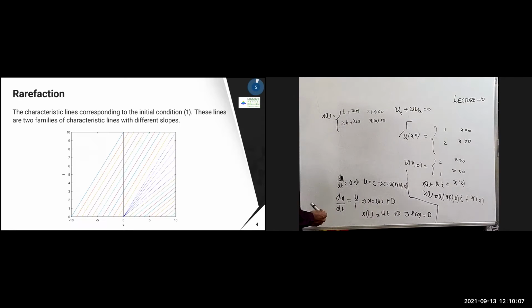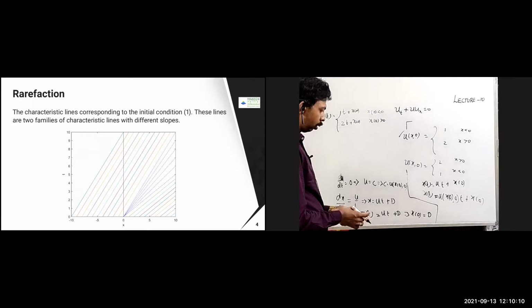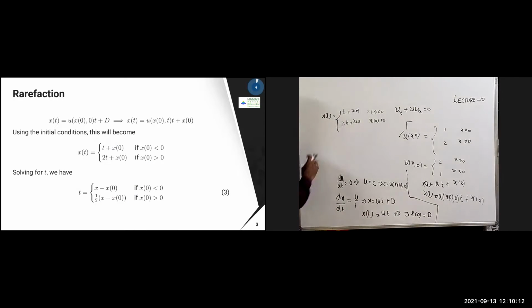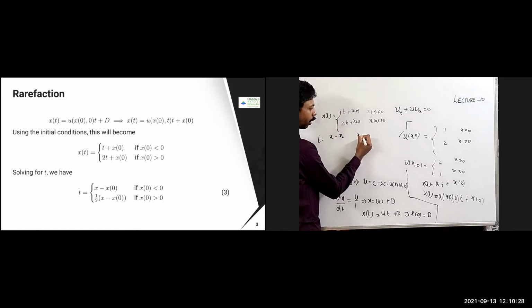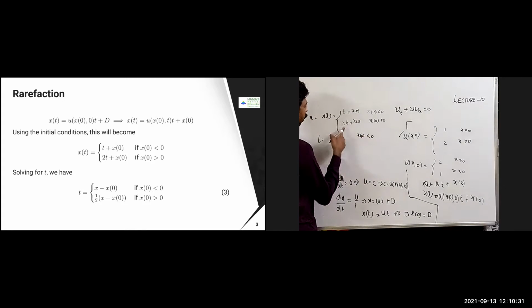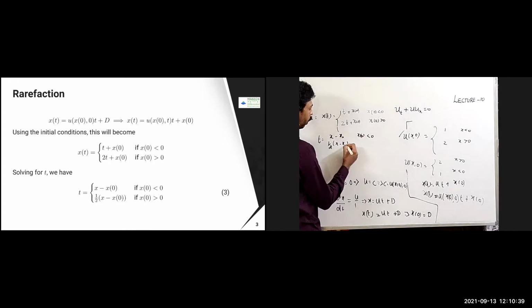Now we can solve this equation. This x of t means x, so I can simply replace x. If I solve these two equations, t is equal to x minus x naught. First, this is for x of 0 less than 0. And the other one is going to be t equal to 1 by 2 into x minus x naught, for x of 0 greater than 0.